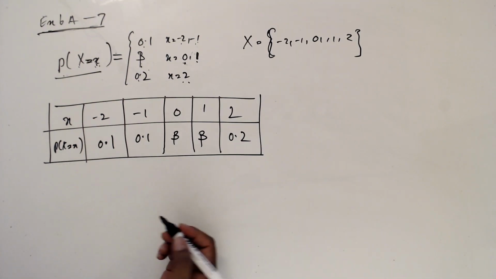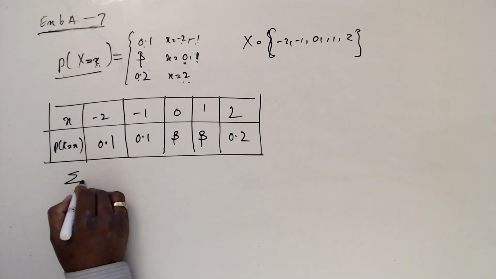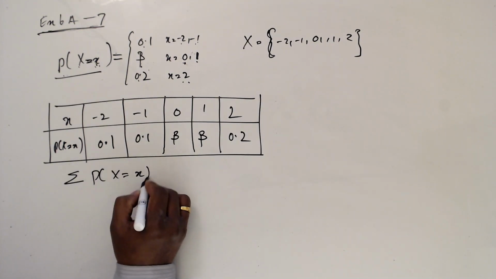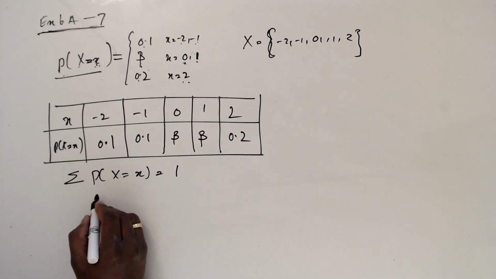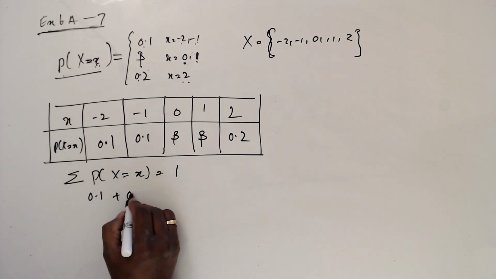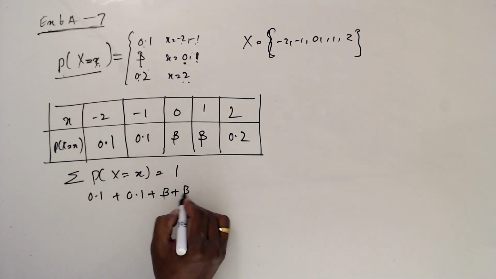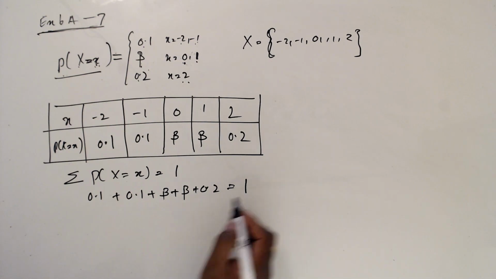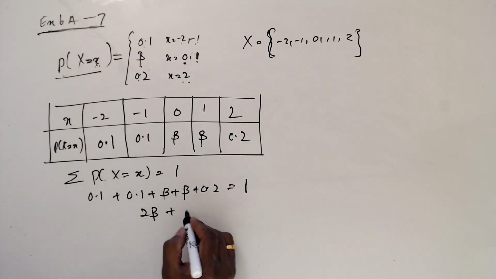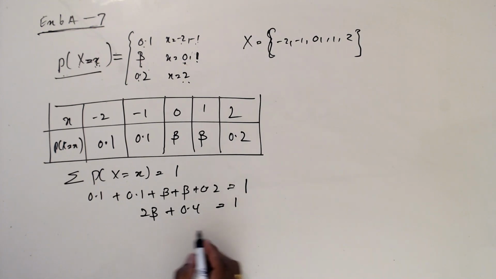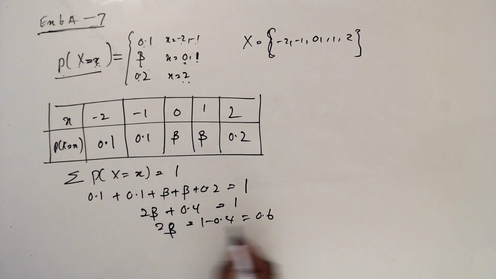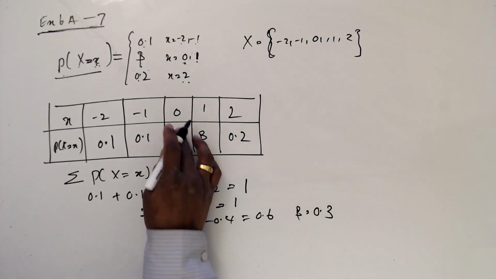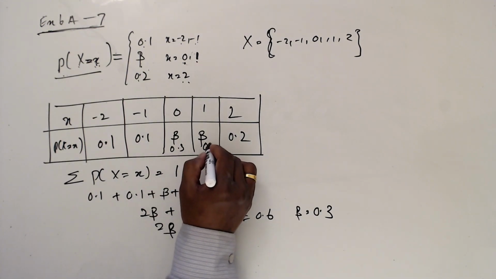Now we want to find beta as usual. So the summation of probability of x equal x is 1. It means 0.1 plus 0.1 plus beta plus beta plus 0.2 is 1. So 2 beta plus 0.4 is 1. So 2 beta is 1 minus 0.4, 0.6. So beta is 0.3. Now this is 0.3 and this is 0.3.